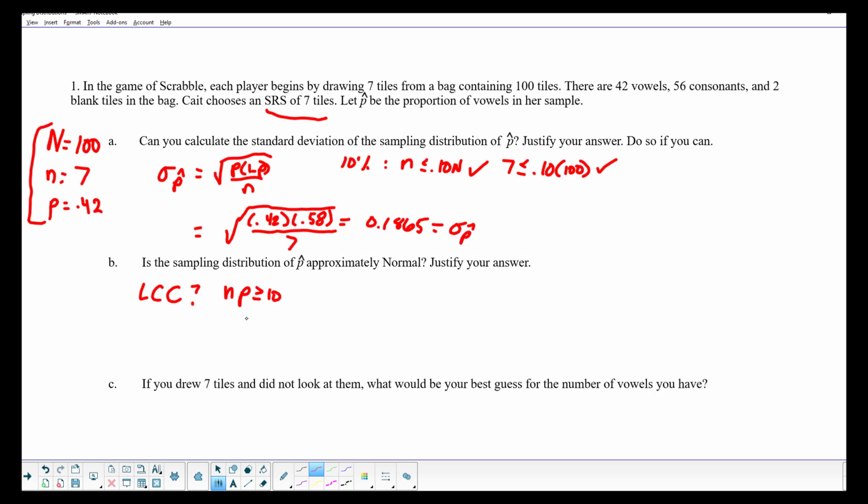So n times p, in this case, we have 7 times our probability of success, 0.42. And is that greater than or equal to 10? No, it's actually not. 7 times 42% is less than 10. So in that case, I don't even need to check this next part, my number of failures, because it doesn't really matter. This was not satisfied. So no, the sampling distribution is not normal because the LCC is not satisfied.